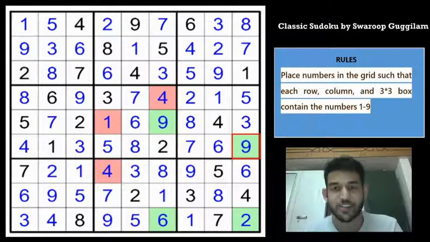I really enjoyed solving this tremendous classic Sudoku by Swaroop. I hope you guys too had fun watching me solve this classic. Solving classics regularly like this will surely improve your classic solving capability.